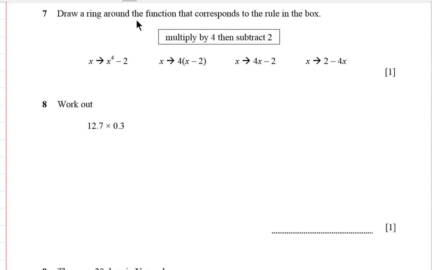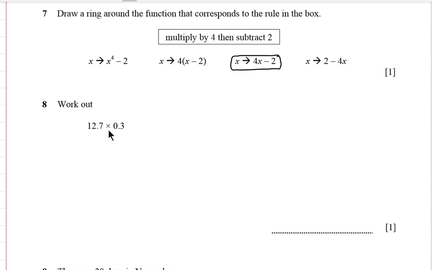Question 7. Draw a ring around the function that corresponds to the rule in the box. Multiply by 4, then subtract 2. Of course, it's very clear that this is our function. Multiply by 4 and then subtract 2.